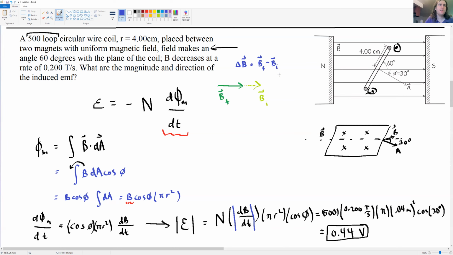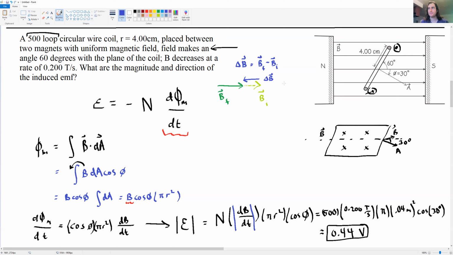What would the direction of delta B be? Well, it was this bigger magnetic field before, and now it's a smaller magnetic field. It was initial, now it's final. So that is a delta that points in this direction here. That is the direction of delta B.